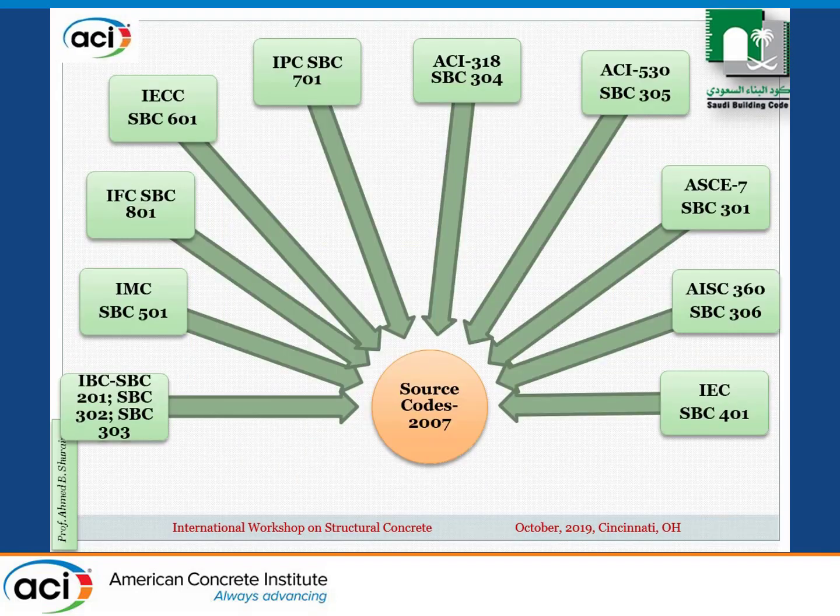For the source codes, as you can see from the left here, we have the IBC, International Building Code, the IMC, International Mechanical Code, and the International Fire Code, all from ICC. For each of these there is a Saudi code coming from it, and that's what we call SPC. That's the designation for the Saudi codes, and we give them numbers: 201, 501, 801, and IEC for the electrical. Now we come to the structural part.